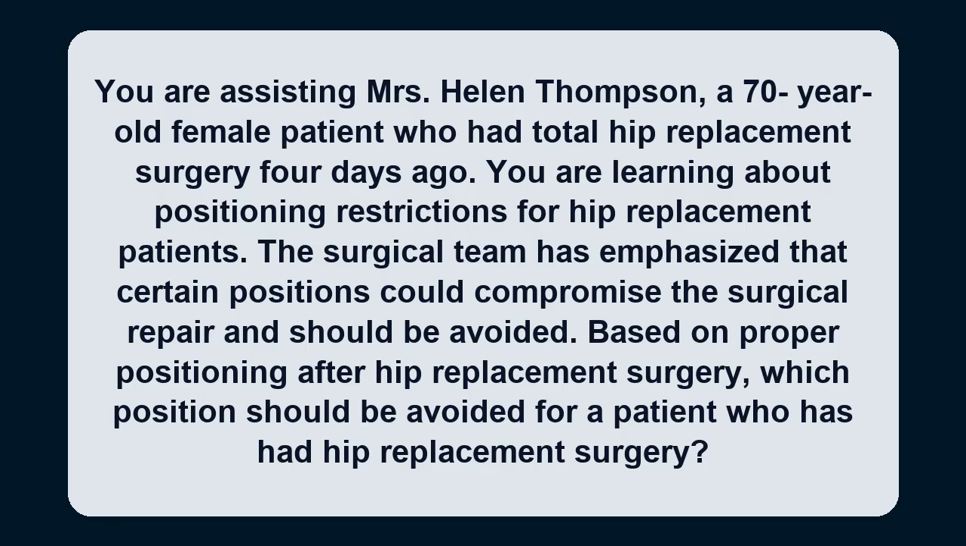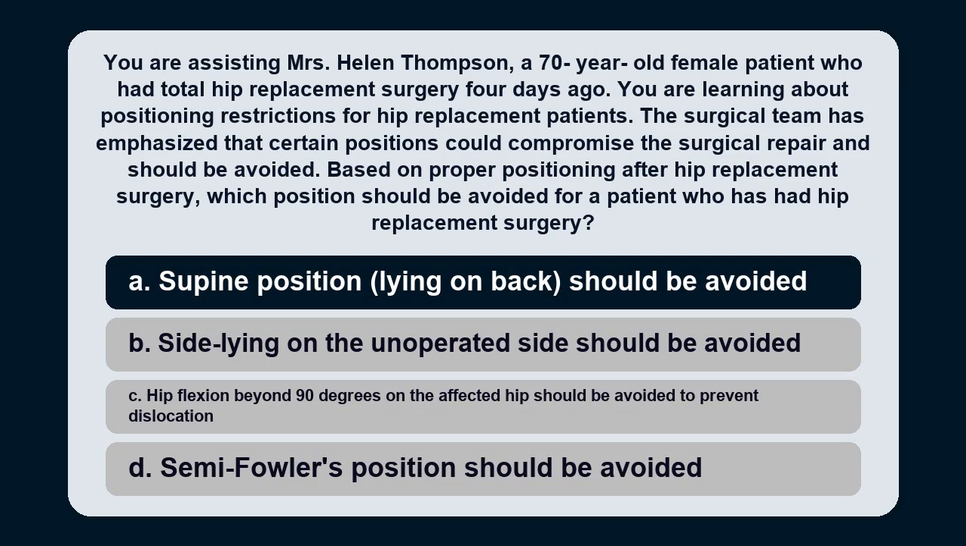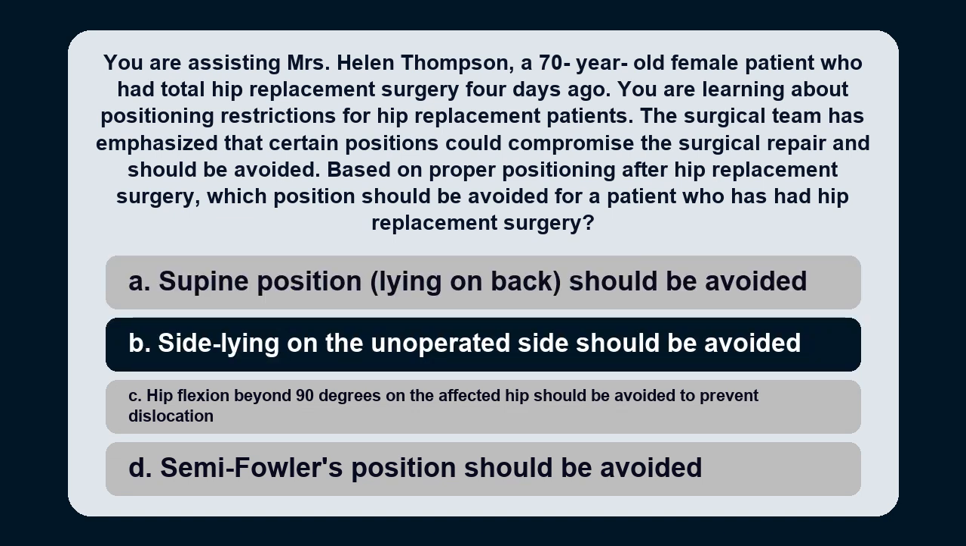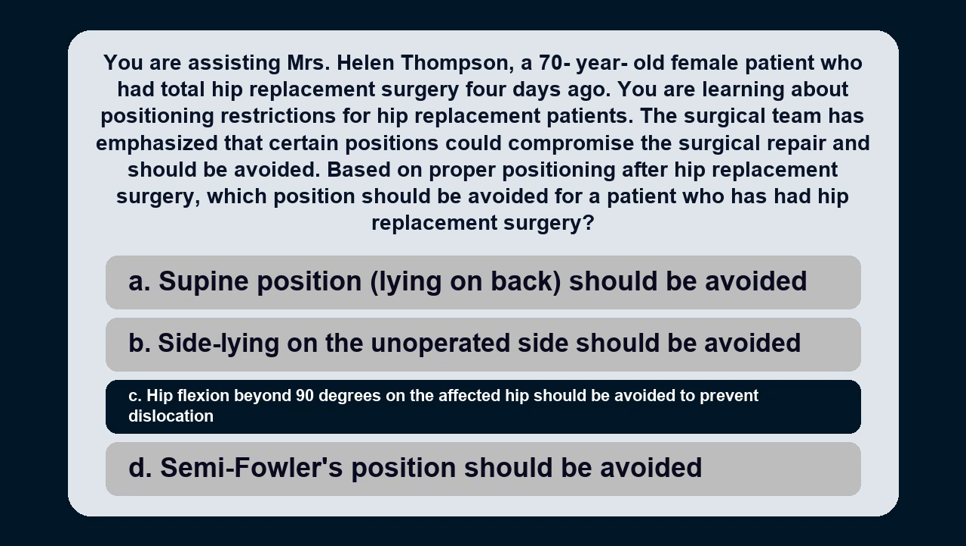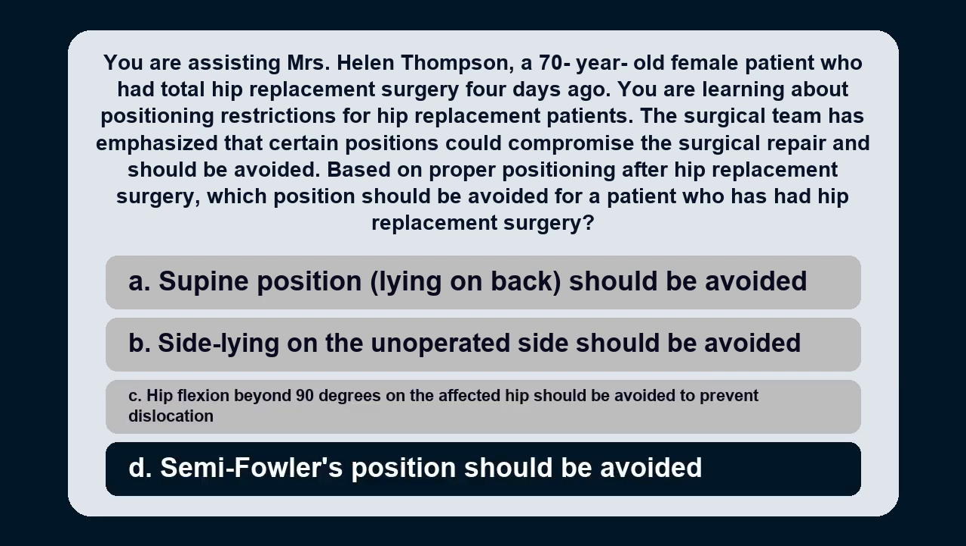Option A, supine position, lying on back, should be avoided. Option B, side lying on the unoperated side should be avoided. Option C, hip flexion beyond 90 degrees on the affected hip should be avoided to prevent dislocation. Option D, semi-Fowler's position should be avoided.